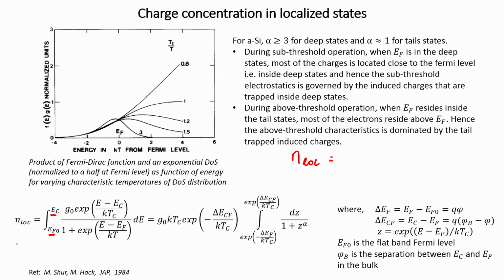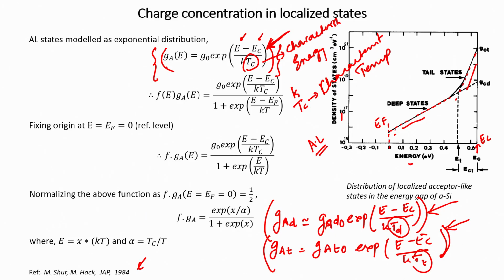So here again we are looking at only the carriers sitting in the acceptor-like states. Okay. So from EF0 to EC, and that is nothing but the product of the Fermi function into the density of states. We had defined a density of states which has a characteristic temperature and an exponential dependence on energy. So that is the density of states times the Fermi function, and this integral is performed with respect to dE from the Fermi level to the conduction band edge. So we are integrating and calculating all the carriers that are present in this region here, which are our trapped carriers in the acceptor-like states.